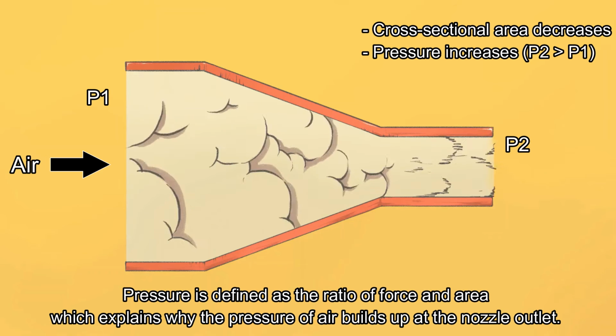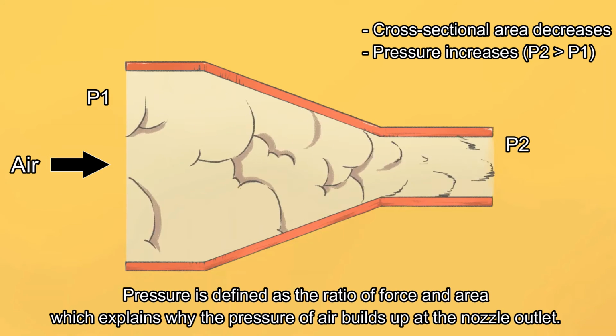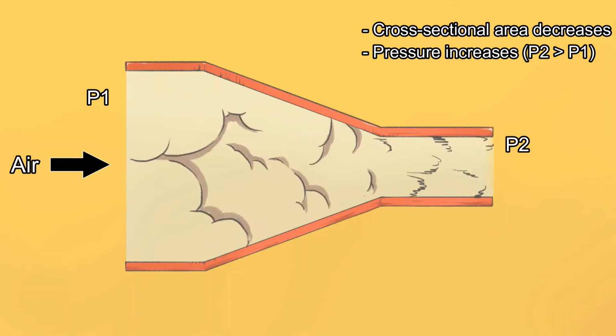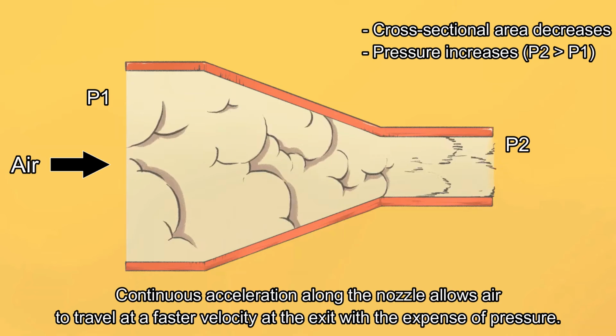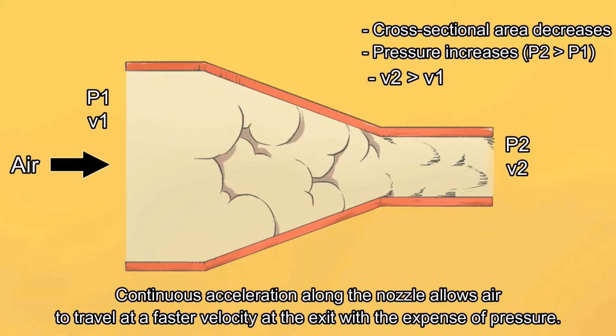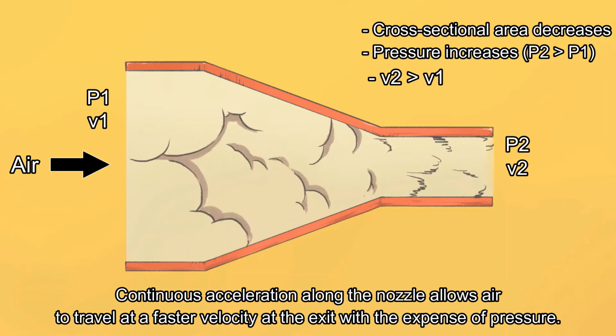Pressure is defined as the ratio of force and area, which explains why the pressure of air builds up at the nozzle outlet. Continuous acceleration along the nozzle allows air to travel at a faster velocity at the exit at the expense of pressure.